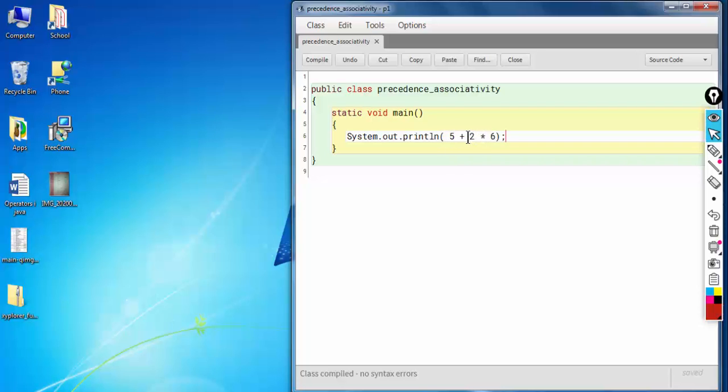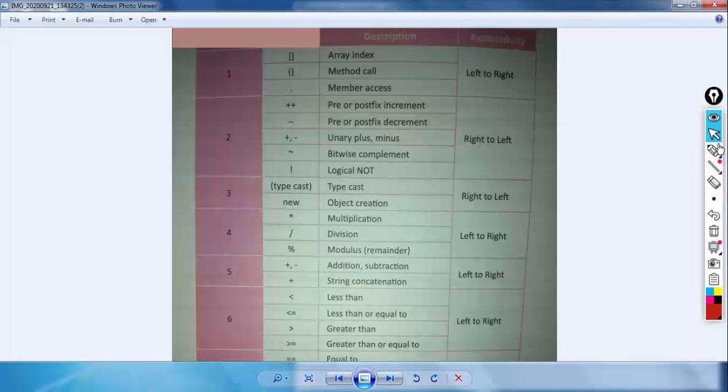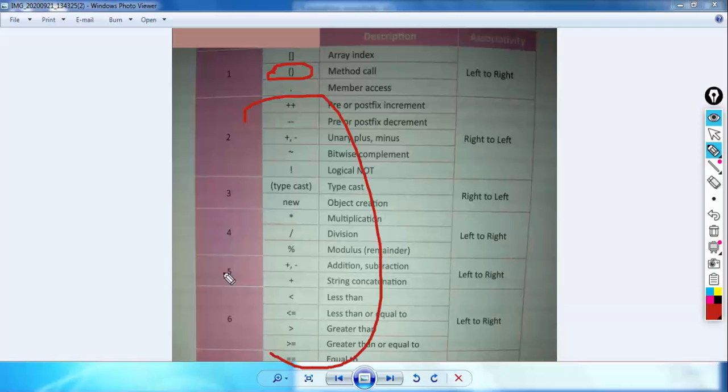The default priority can be changed. That is the second important point. What is the meaning of this? It means that if I want, I can make this plus execute before this multiplication, although plus has lower priority than multiplication. That can be done using parentheses. If I write 5 plus 2 within parentheses, then looking at the table, parentheses have the highest precedence of all operators.